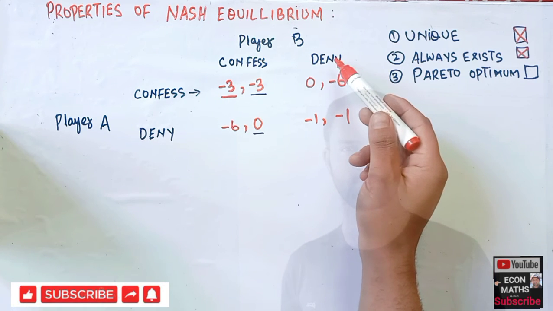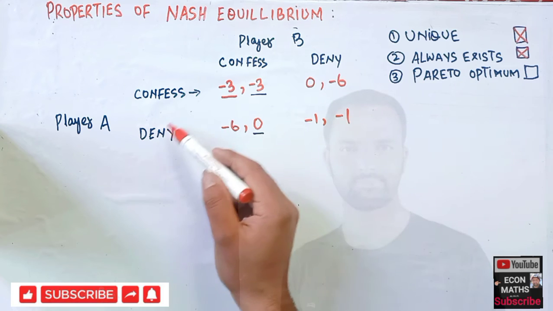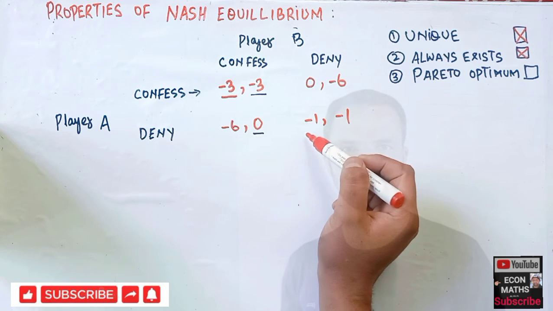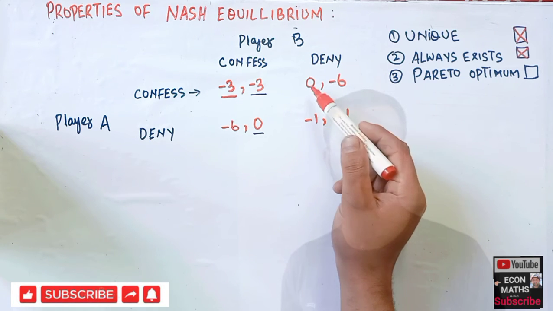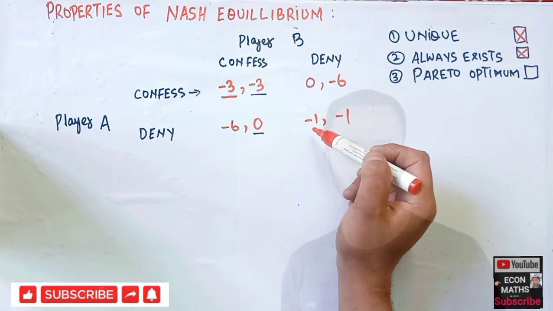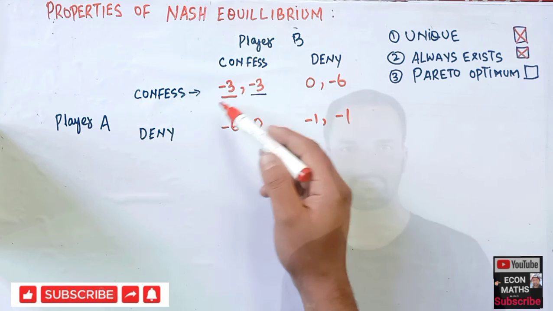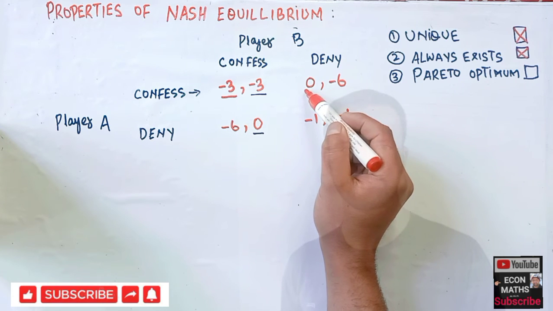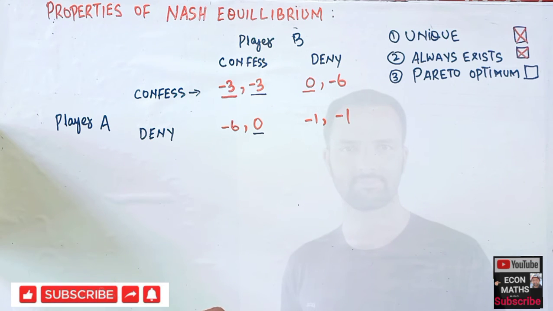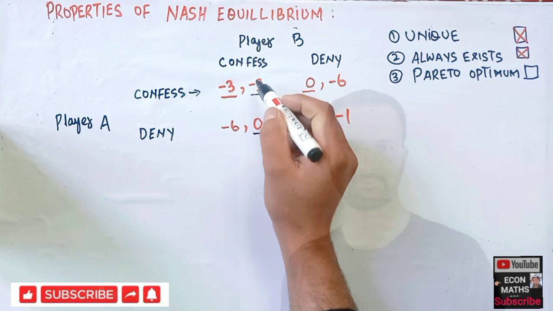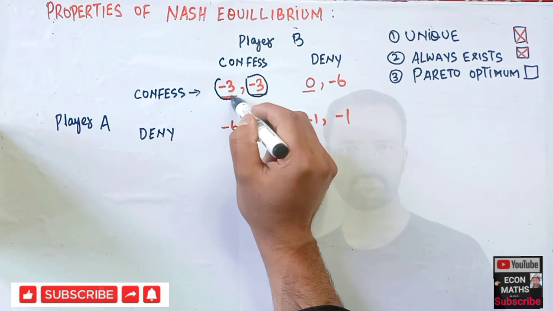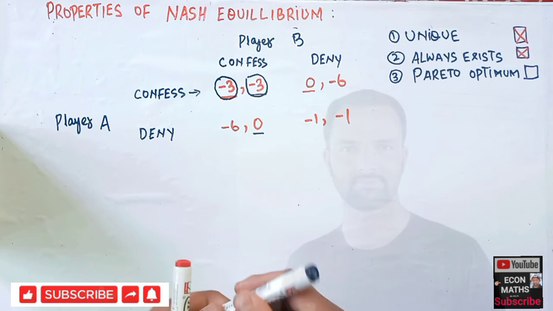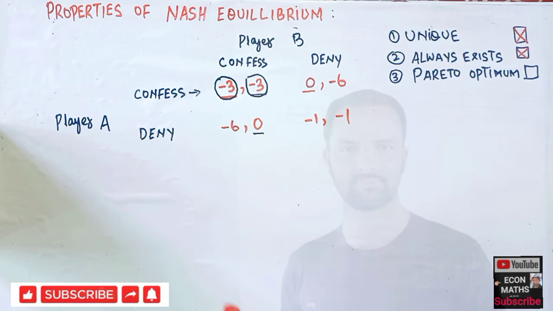Similarly, what happens if player B denies? Player A has again two choices, either to confess or not. Here we can easily see that player A will be better off if he chooses to deny. And in this game we can easily see both the numbers in the first cell are encircled. Okay, and we can say that this game has Nash equilibrium.